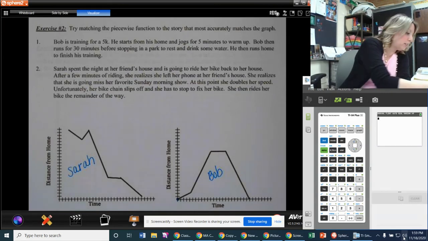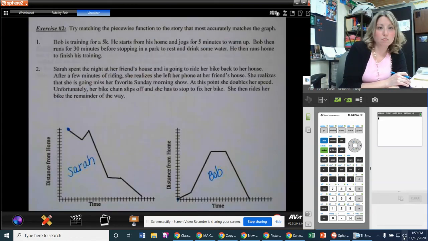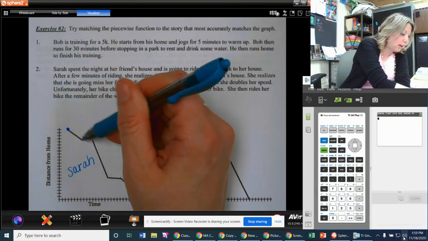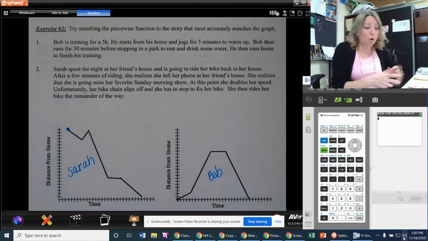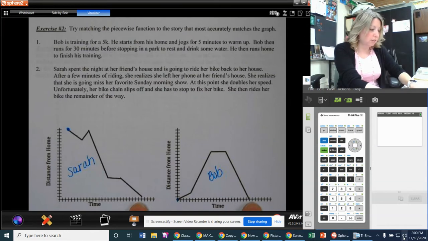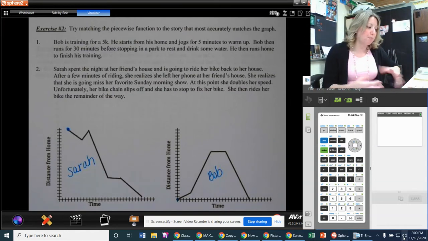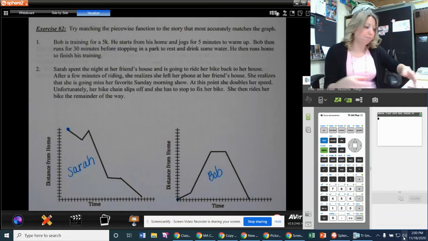Sarah started at a friend's house. This is starting up here without time passing. Okay, so she's not starting at home. She's starting up here and then heading home. And so that's one of the things that you can look at too. Both of them end up at their home by the end, but that's one of the things that we can look at when we're trying to match up which piecewise function goes with which story.